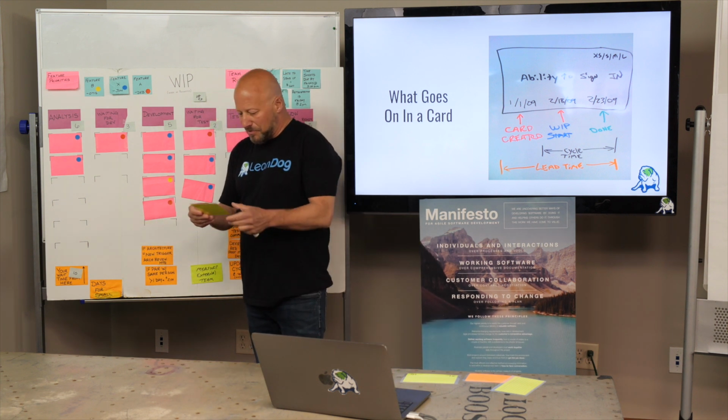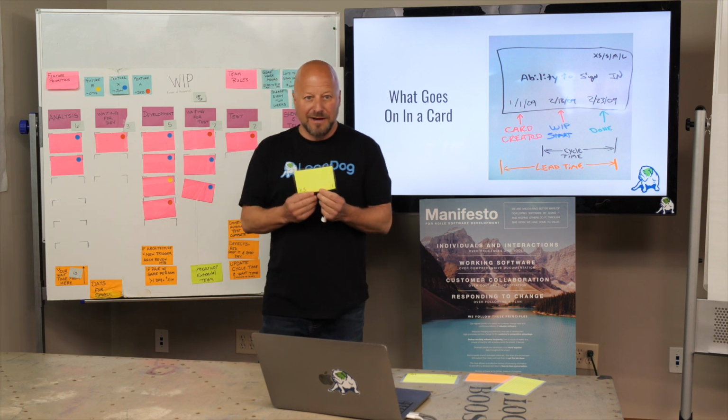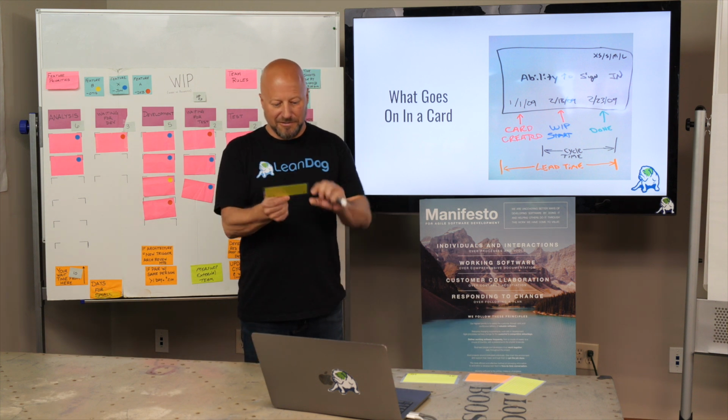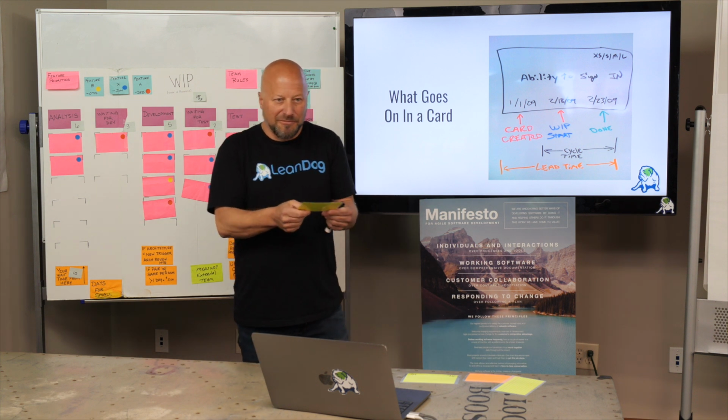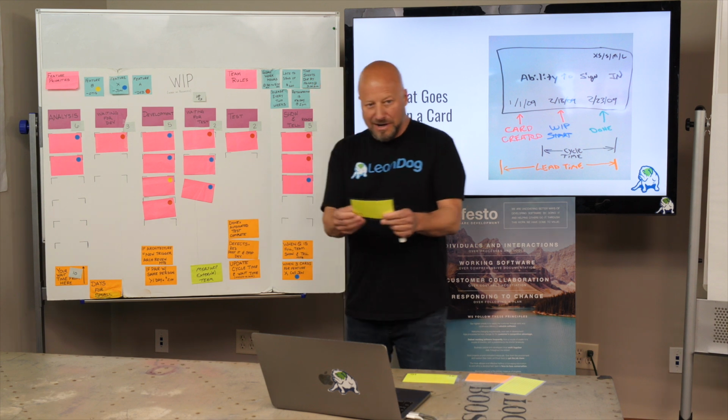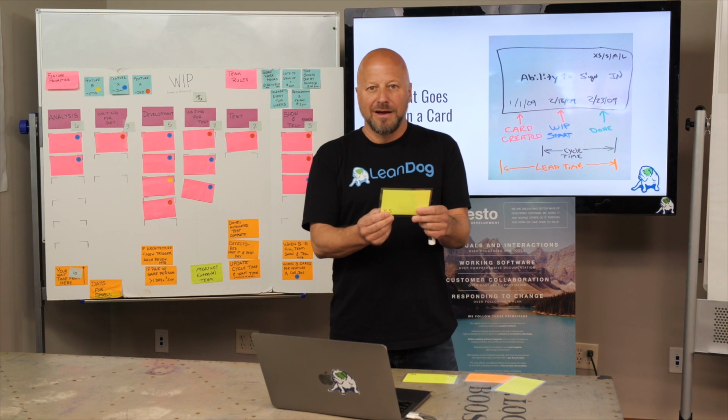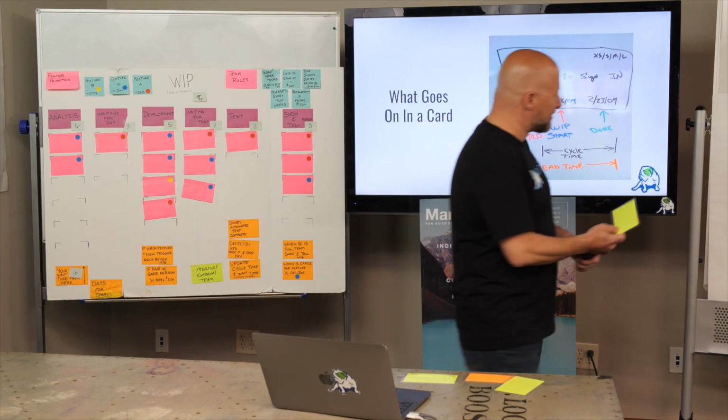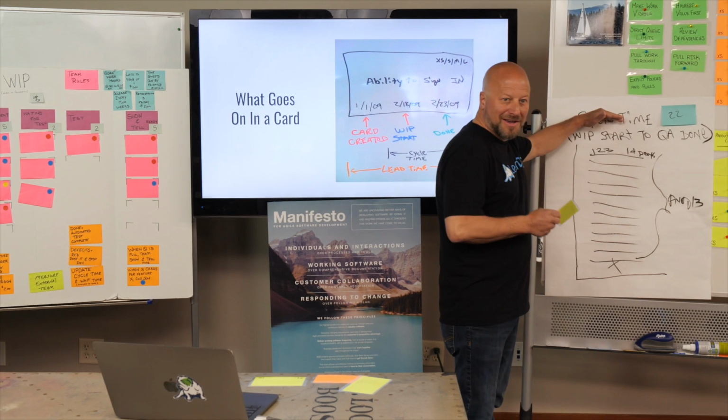Every time you send something to Lean Dog, I want you to write on the back of the card the date it went to Lean Dog, and when it comes back from Lean Dog, write the date it came back. Okay, so now I can create another cycle time chart, call it Lean Dog, right?